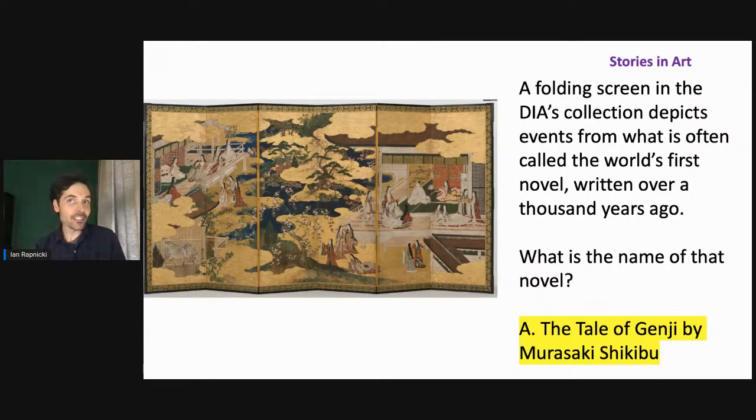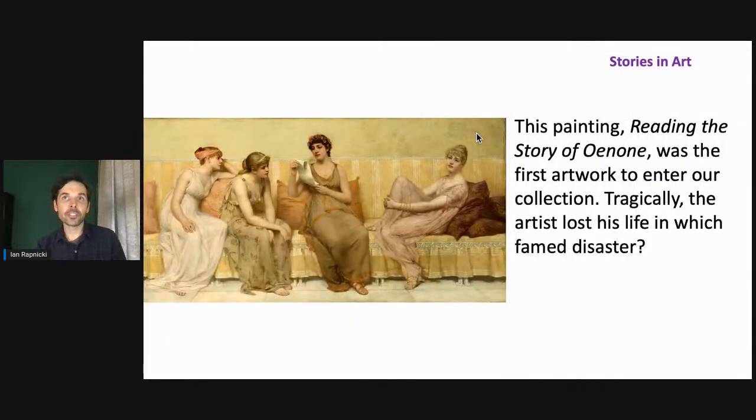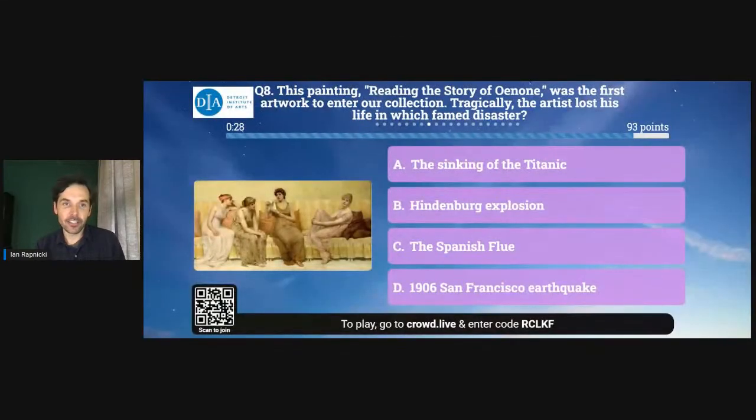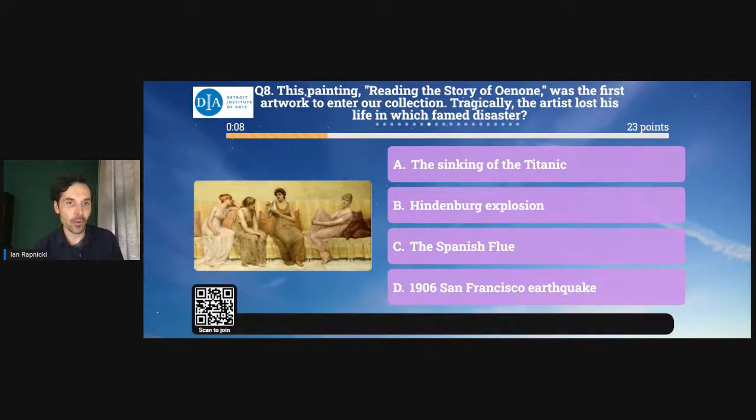Let's look at another story. Let's keep the stories flowing. Stories in art. This painting, reading of the story of Oenone, was the first artwork to enter our collection. Tragically, the artist lost his life in which famed disaster? Was it the sinking of the Titanic, the Hindenburg explosion, the Spanish flu, or the 1906 San Francisco earthquake? The artist responsible for this artwork, the first in the DIA's collection, lost their life in a famed disaster. Which one was it?